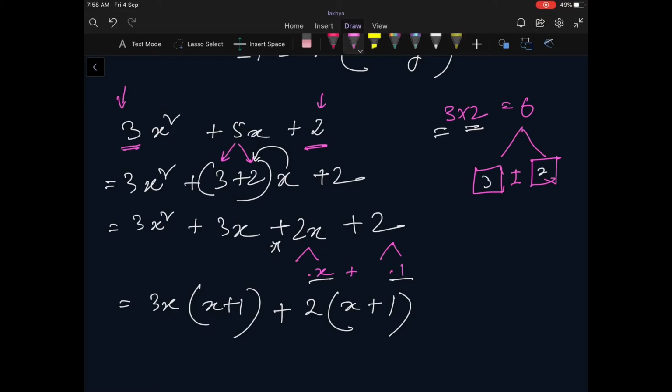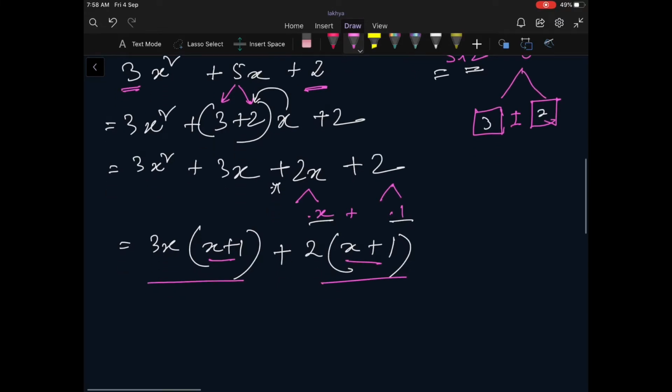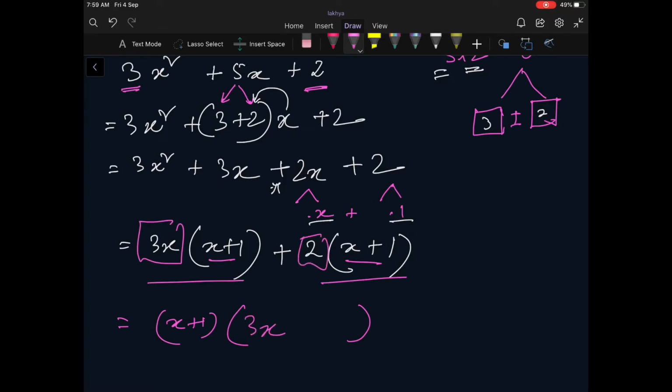Now you see, compare these two parts, it is seen that x plus 1 is common in both. So let us take x plus 1 common. On taking x plus 1 common, what we have got is 3x plus 2. This x plus 1 is taken as common from both the terms. So that's how we can factorize such kind of polynomials. Let me show you one more example of this kind.